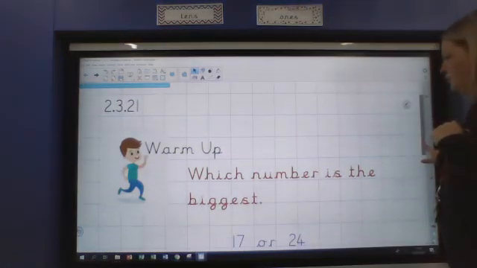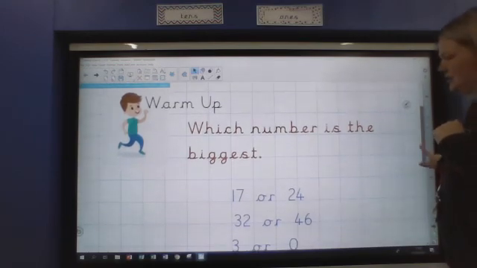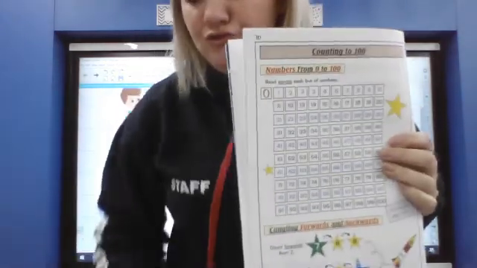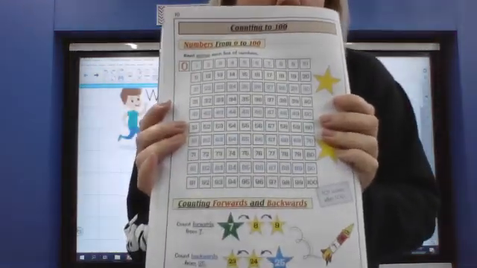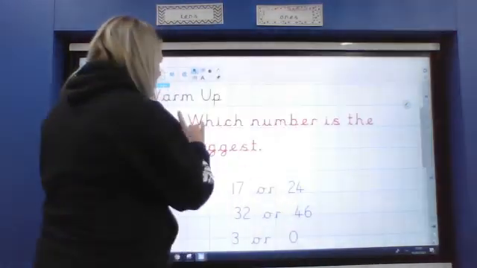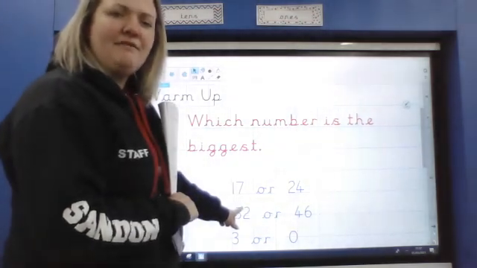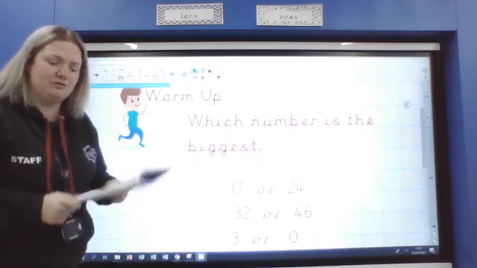So, today we're looking in the warm-up at numbers that are bigger. He's given us two different numbers, and we need to work out which is the biggest number. Now, to help you, if you just go to page 10 in your books, we've got that 100 square to help us, okay? This isn't the page we're doing, but this is just to help us for our warm-up. So, which number is the biggest? The first two numbers, it says 17 or 24. Which one is the biggest?